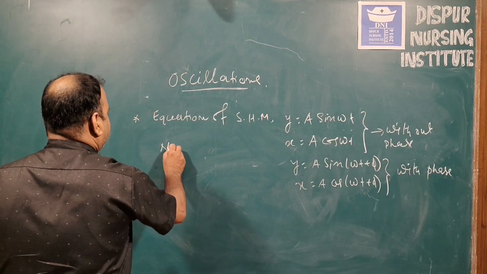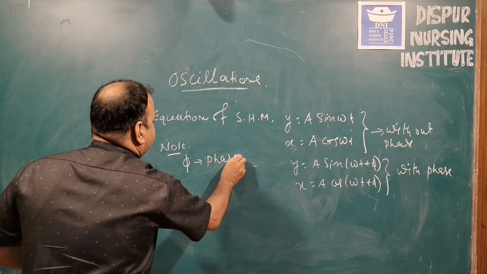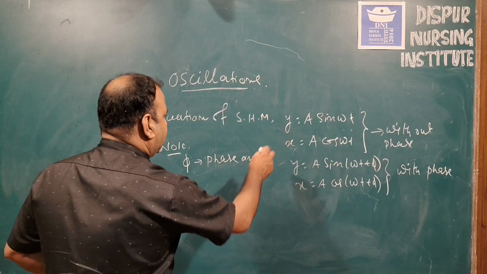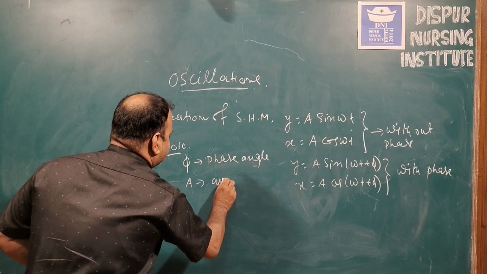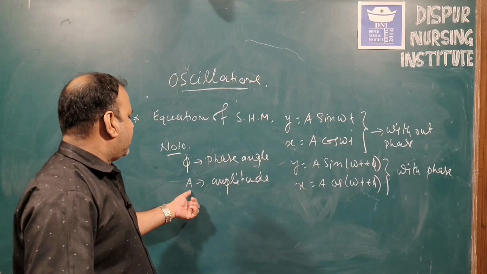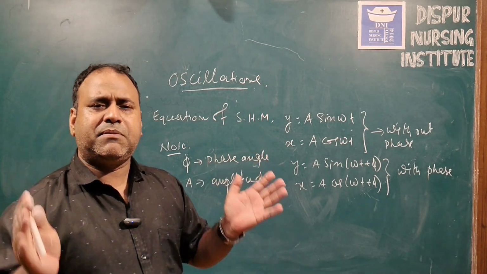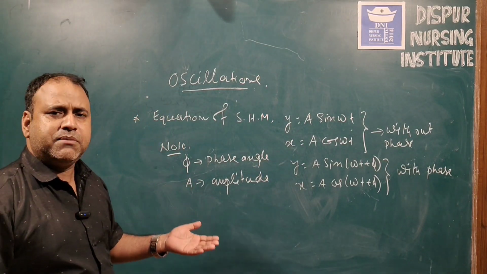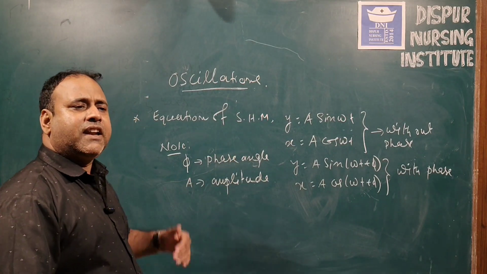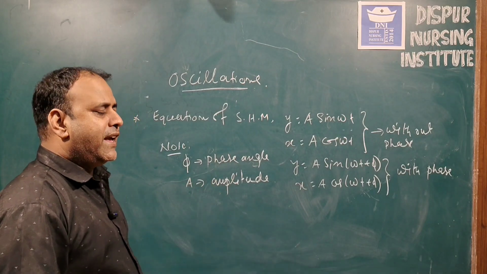Note that phi means phase angle, and a means amplitude. Dear students, always remember the unit of amplitude. What is the meaning of amplitude? It is the maximum displacement. Maximum displacement is measured in centimeter or meter, so the unit of amplitude will be either centimeter or meter. And the phase angle is measured in terms of angle.